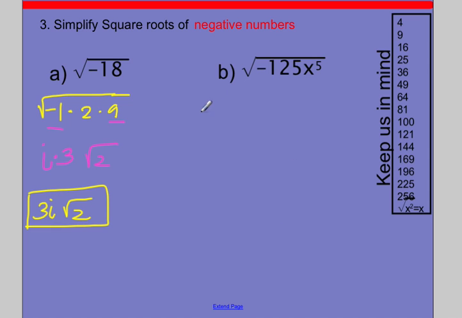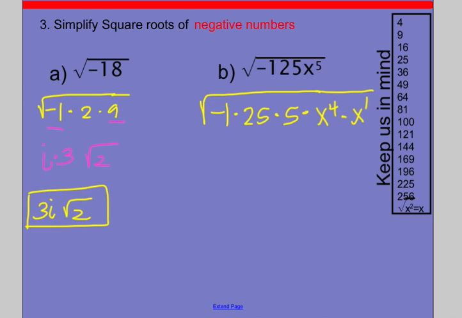Moving on to B, same type of idea. I would have negative 1 times 125. What's my perfect square in there? 25 times 5. Okay, now the next one is a little tricky. It's an x to the 5th. So what I really want to do is rewrite it so I have an even part. And by that I mean I'm going to write x to the 4th times x. Remember, when you multiply, you add exponents. So 4 plus 1 is 5.